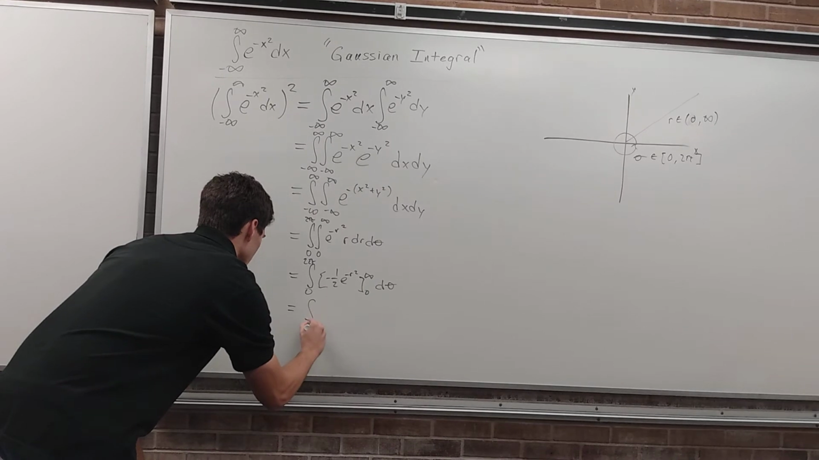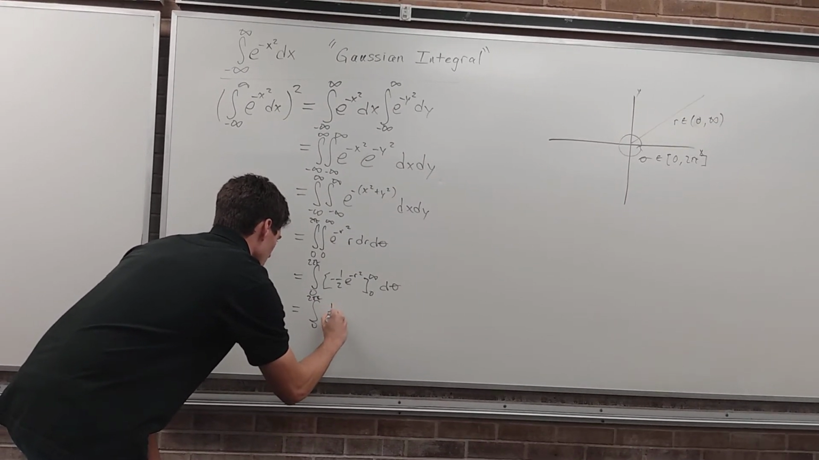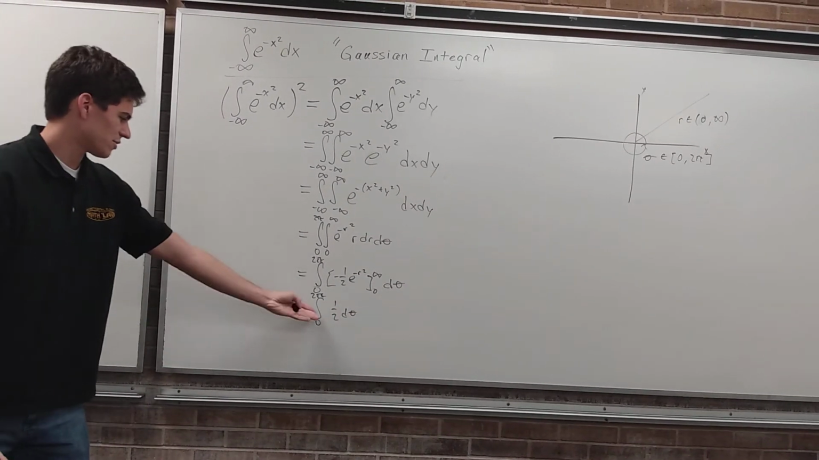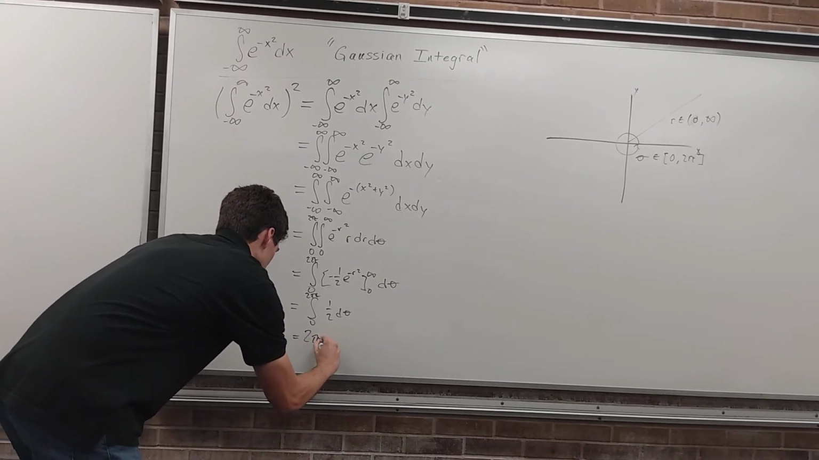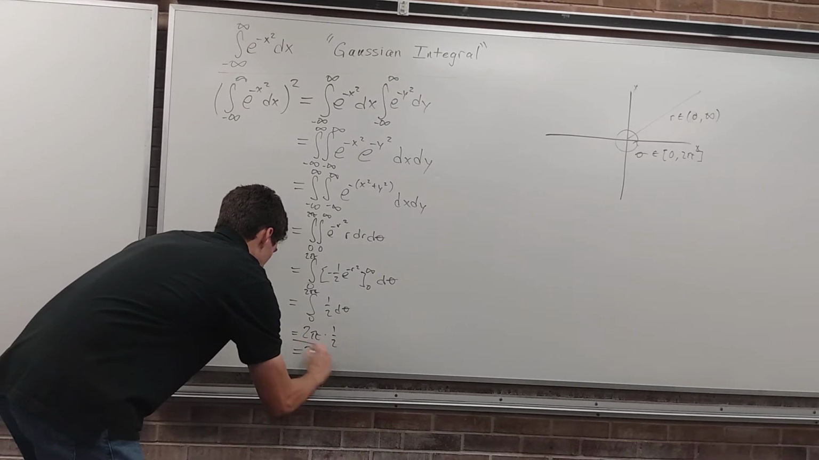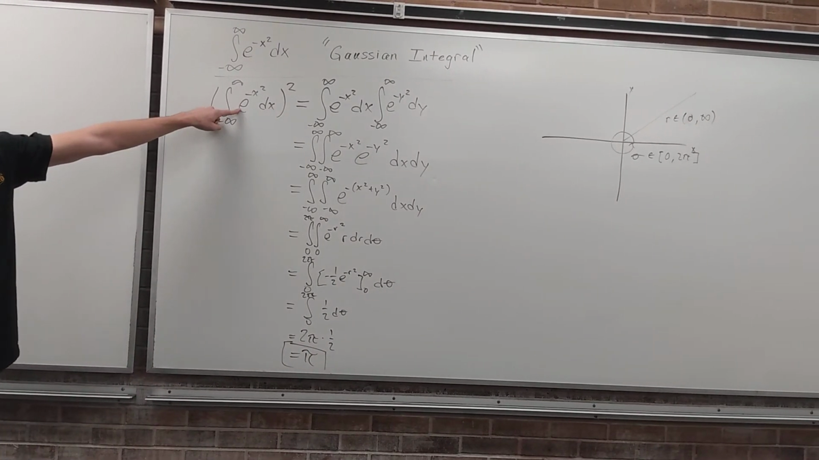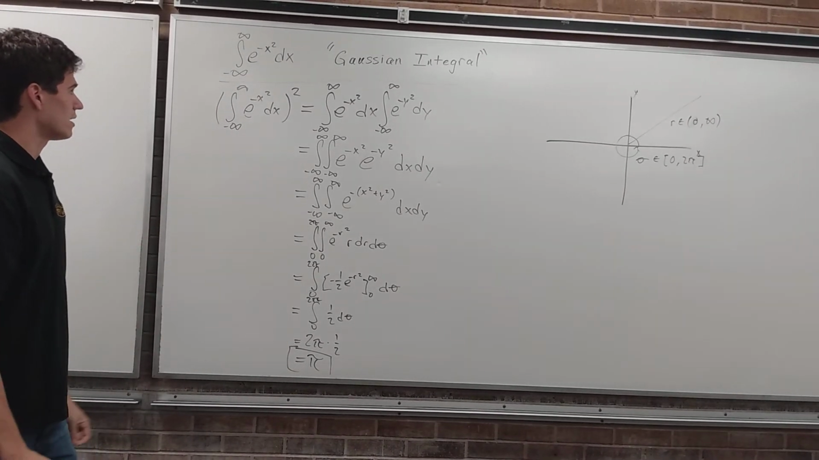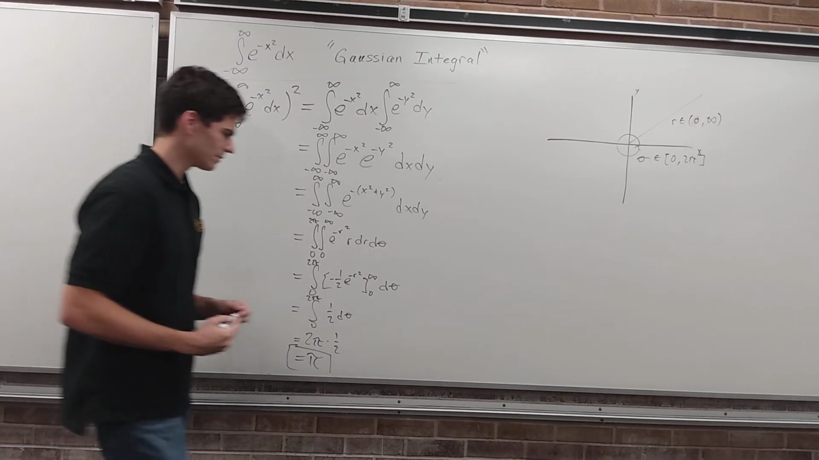So we have that this is equal to the integral from 0 to 2 pi of 1/2 d theta. And of course, this is just going to be 2 pi times 1/2. So this is equal to pi. But this is the square of the Gaussian integral, so that means that the actual Gaussian integral is going to be equal to the square root of pi.